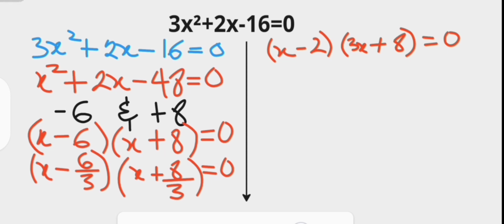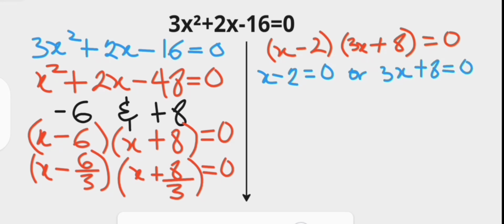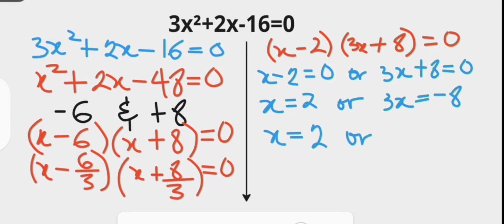Applying the zero product property, either x minus 2 is 0 or 3x plus 8 is 0. If x minus 2 is 0, it simply means x must be 2. Then for 3x plus 8 to be 0, that simply means 3x must be negative 8. And finally, we have x to be 2 or x to be minus 8 over 3 as the solutions or the roots of the equation 3x squared plus 2x minus 16 equals 0.